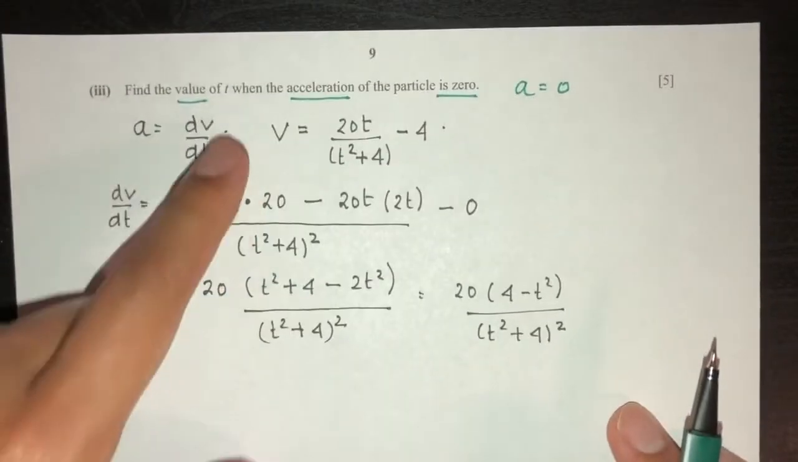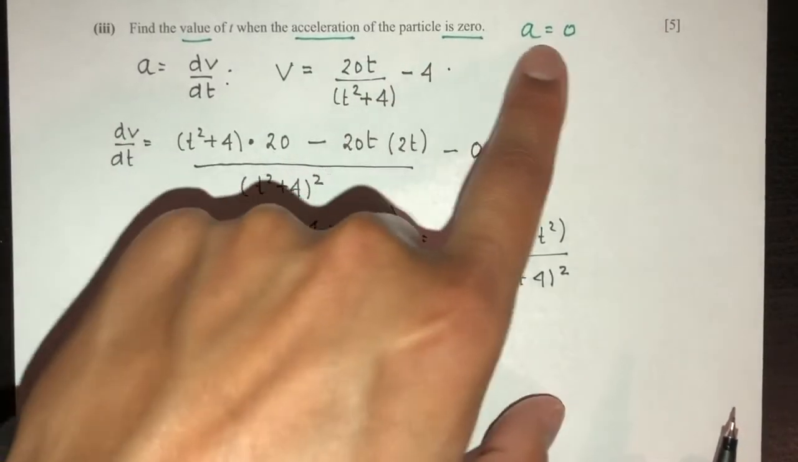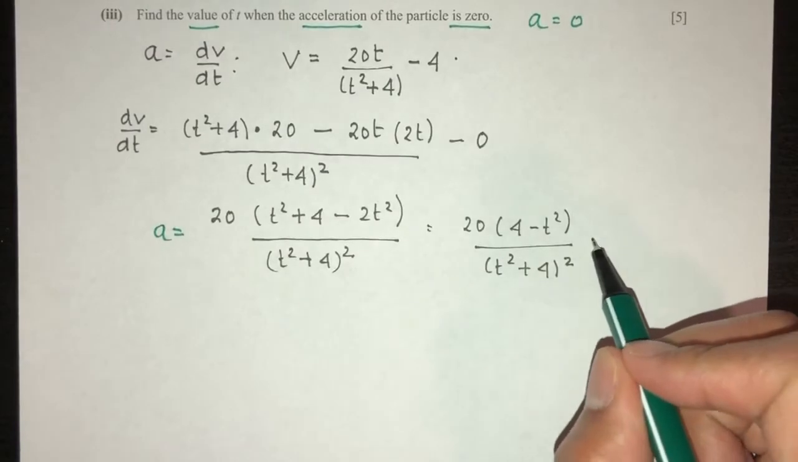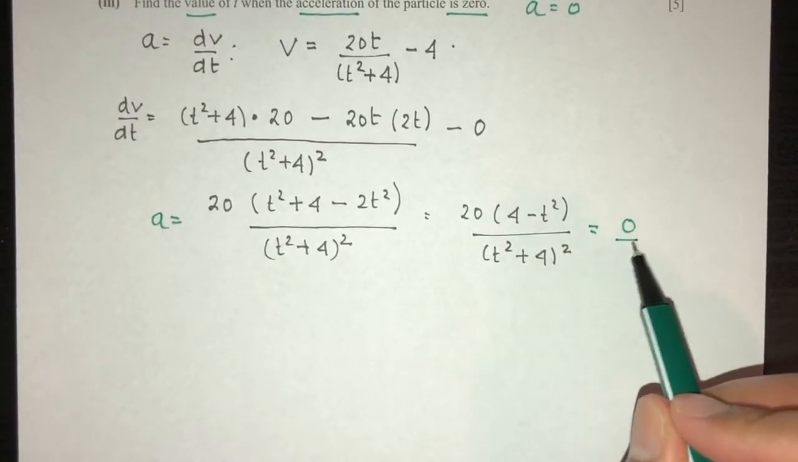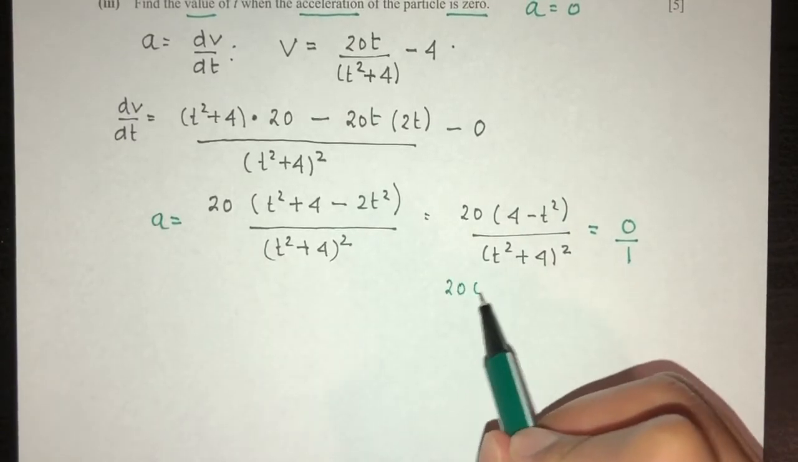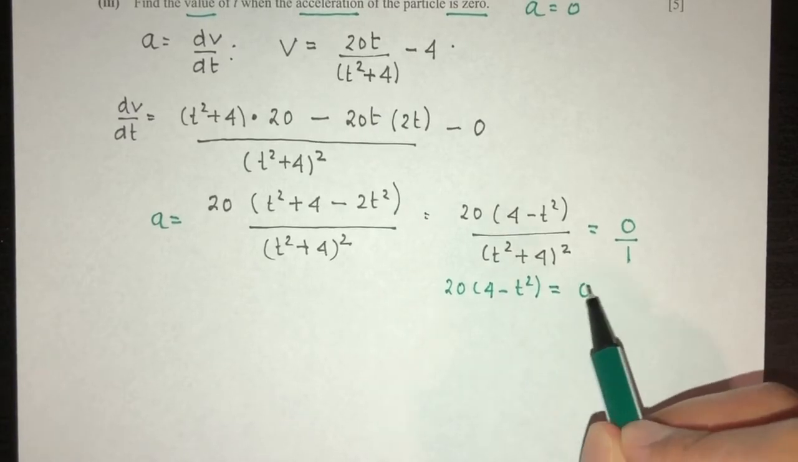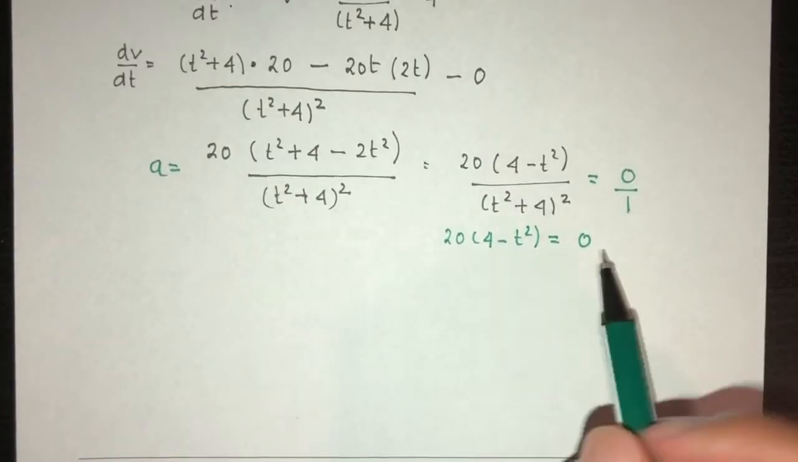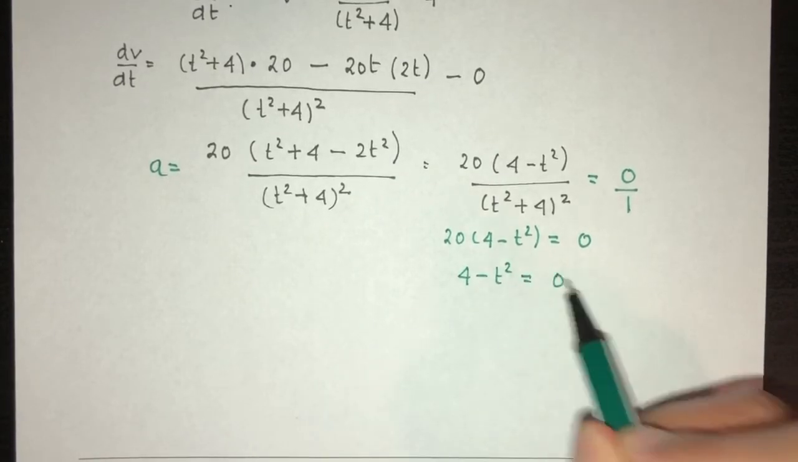Now you have to find the value of t when this is true. So basically you have to equate this to 0. Now, if you were to cross multiply, you will have what? You will have 20 times 4 minus t squared equal to 0. Now divide by 20 everywhere, you will have 4 minus t squared equal to 0.